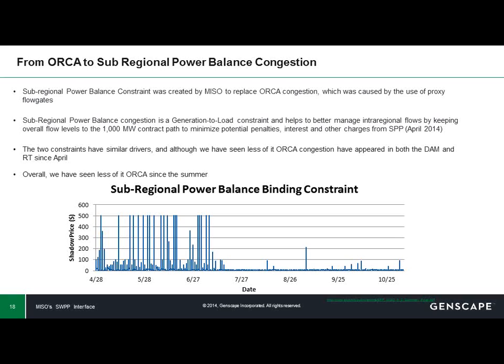So this chart shows that the 1,000 megawatts limit has helped limit the shadow prices and occurrences of the interface congestion after the implementation of the sub-regional power balance congestion introduction. And we can see that there is less congestion or lower occurrences since the summer. We saw a little bit more of that, more so over the winter and also over the spring.